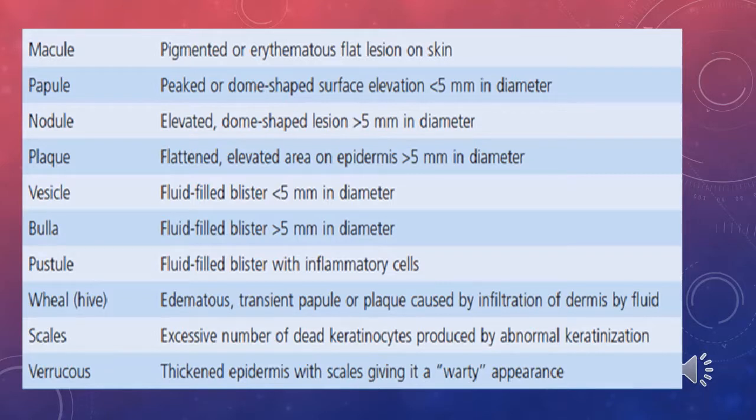Vesicle is a very important one, as in herpes zoster and chickenpox. What is the difference between the bulla and the vesicle? You should know the difference is 0.5 centimeters. If it is less than that, it's a vesicle, and if it's more than that, it's vice versa, a bulla.